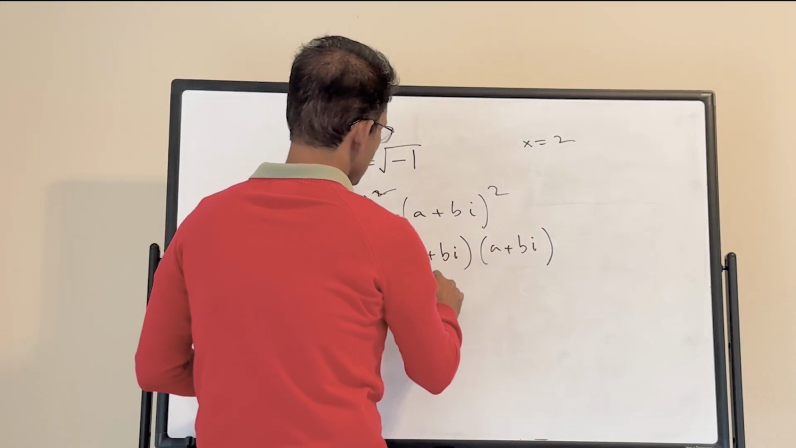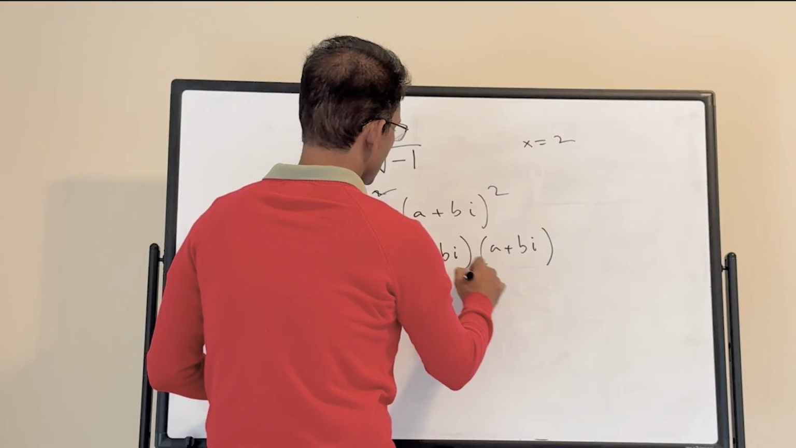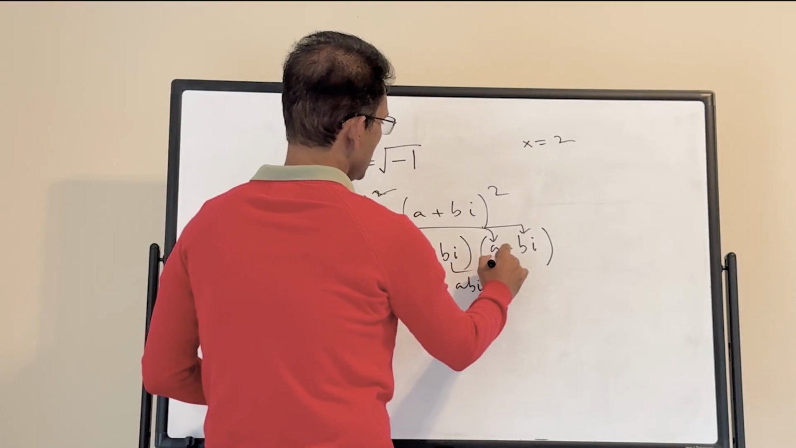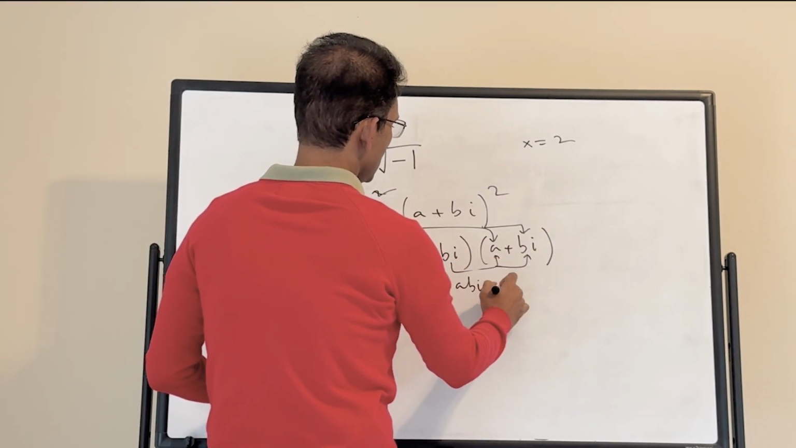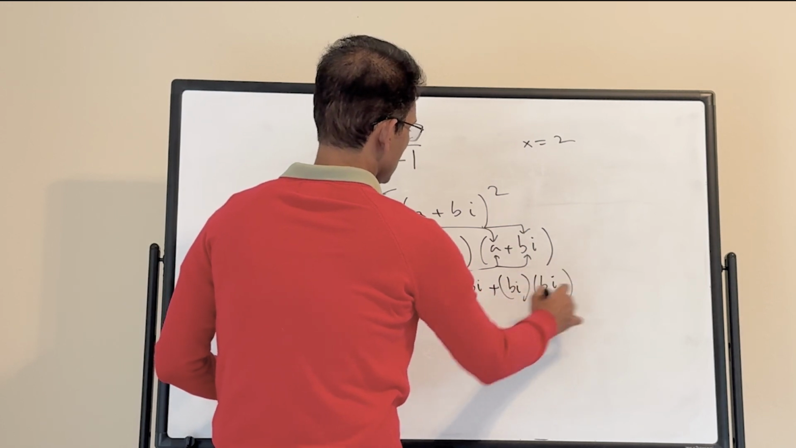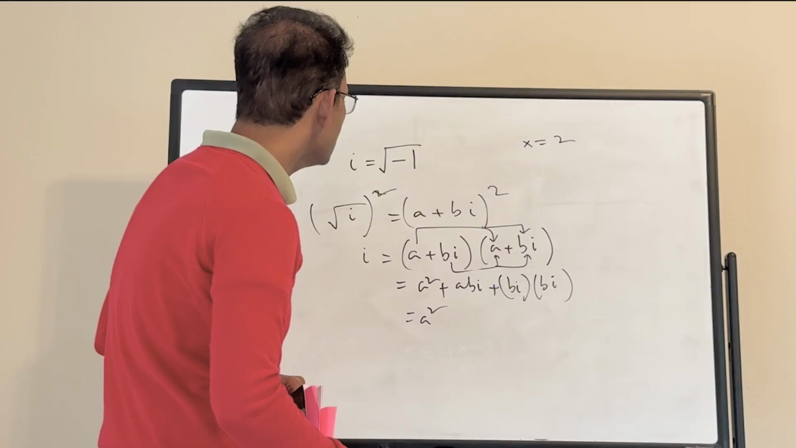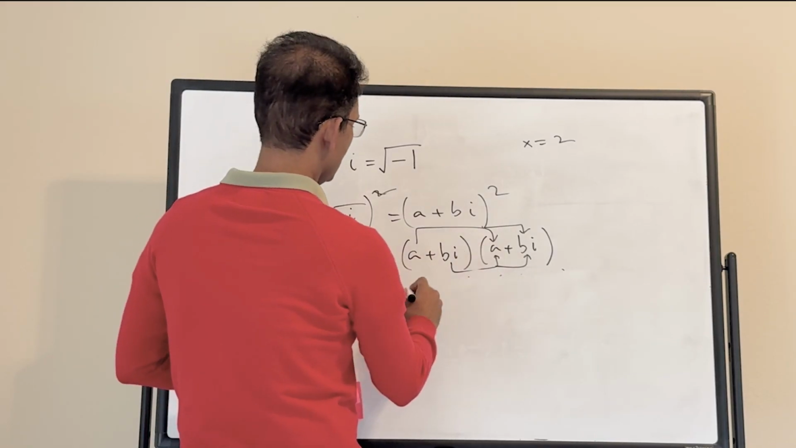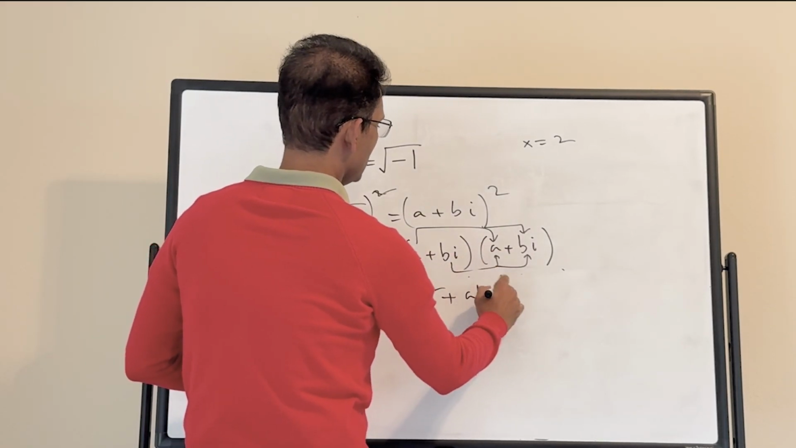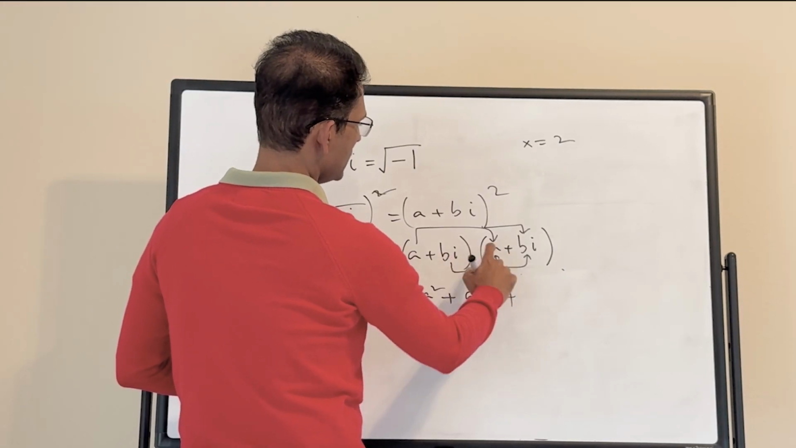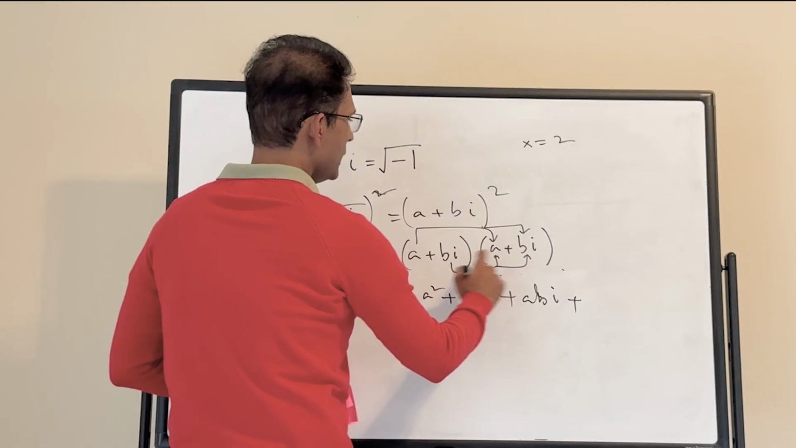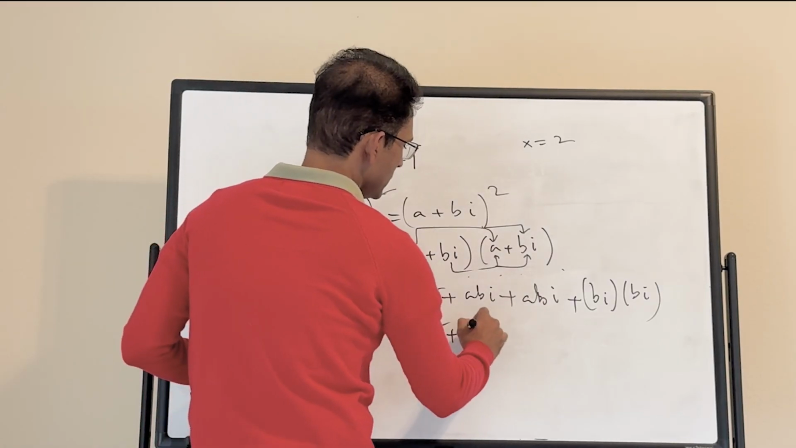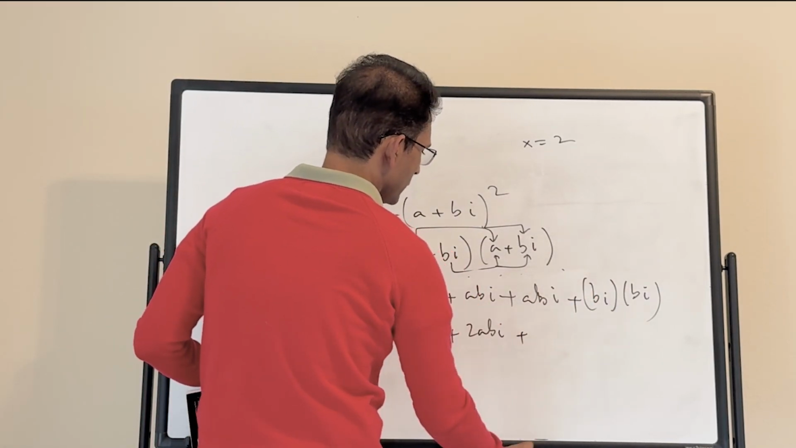The first thing is a times a, which is a squared, and then a times bi is abi. Then b times a gives another abi, and then bi times bi. So you have a squared, and these 2 are like terms, so you have 2abi, and bi times bi gives minus b squared.